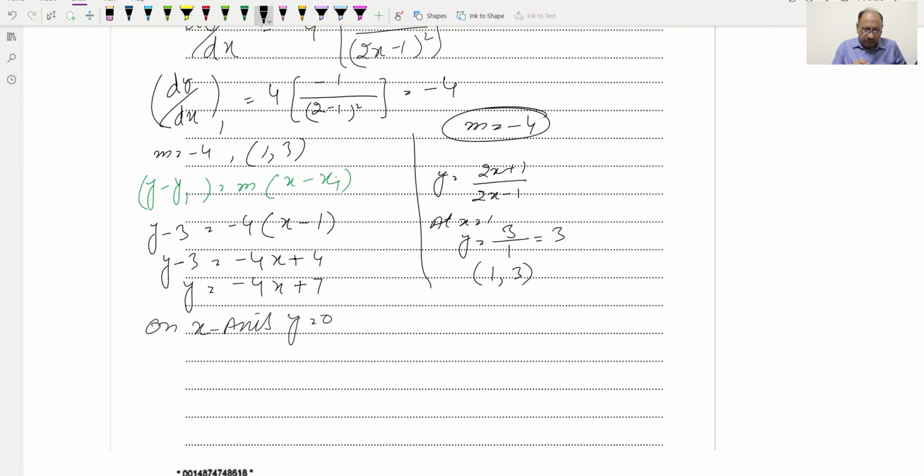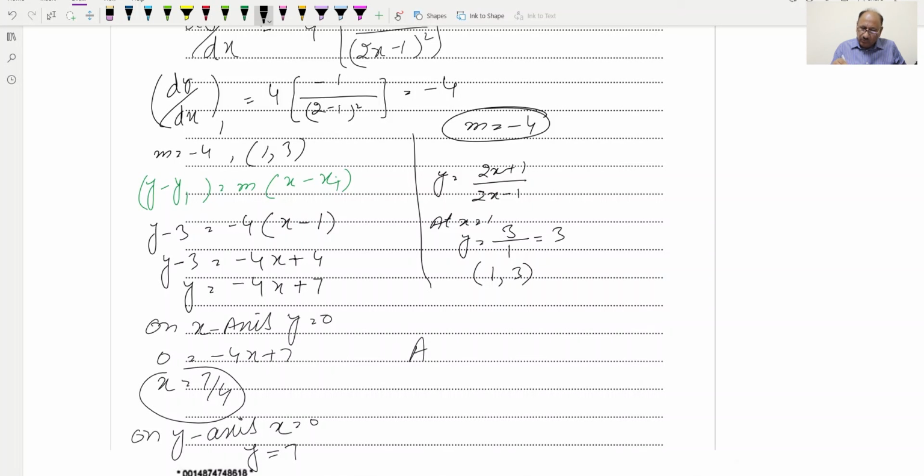So our equation will be what? 0 is equal to minus 4x plus 7. So x will be equal to 7 by 4. The x value will be equal to 7 by 4. And on the y-axis, x will be equal to 0, so the equation gives y is equal to 7. So we got these two values.